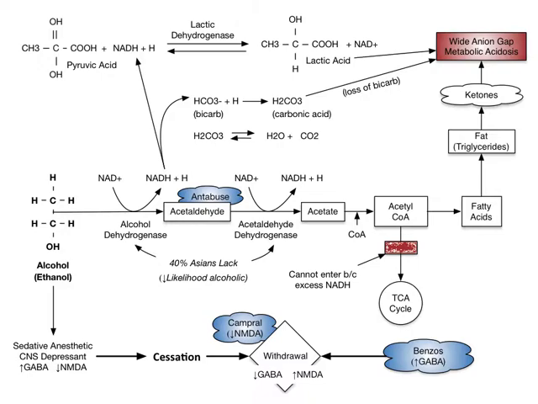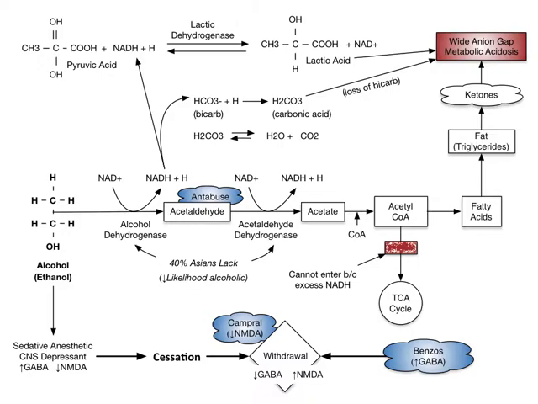This model illuminates the metabolism of alcohol in the system. Alcohol is converted to acetaldehyde by alcohol dehydrogenase. Acetaldehyde is converted to acetate by acetaldehyde dehydrogenase. Acetate binds with coenzyme A to form acetyl coenzyme A. Acetyl coenzyme A cannot enter the tricarboxylic acid cycle because of the excess in NADH from the preceding conversion steps.